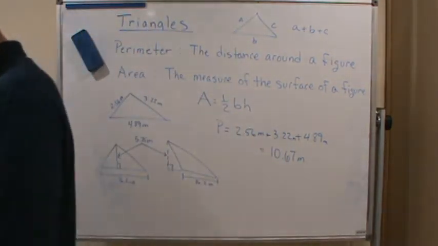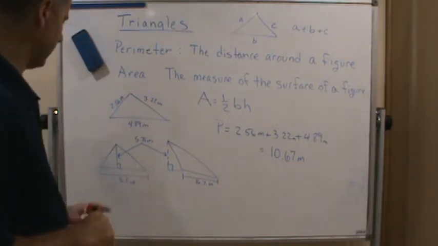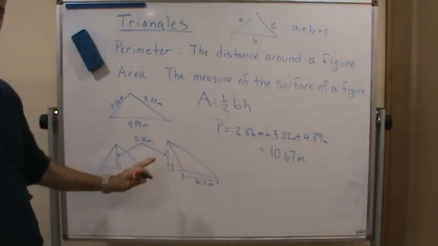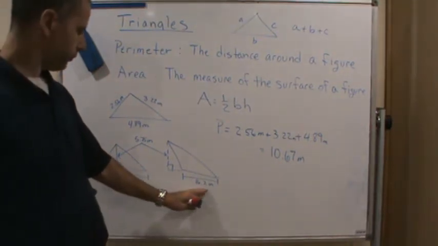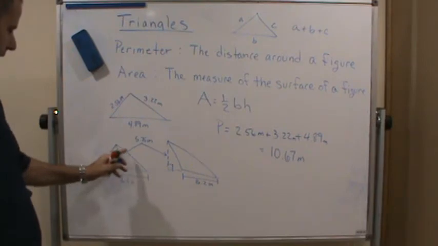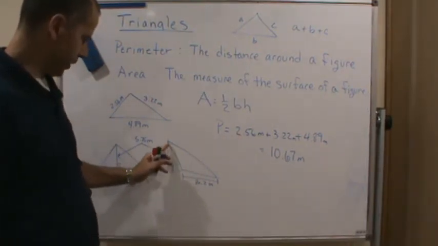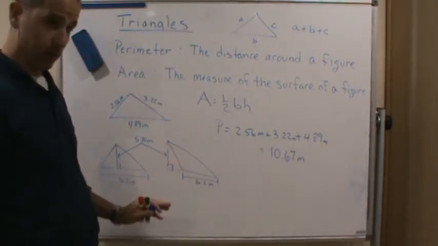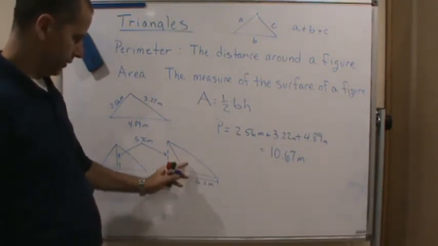Check my math. Yep, 10.67 meters. Now, if I want to find area, let's go down to these two. Notice these two triangles are different triangles, but they have the same base, and if you look, they have the same height. Here's the altitude of this triangle, and here's the altitude of this triangle. The altitude falls outside of the triangle because the angle here is an obtuse angle.